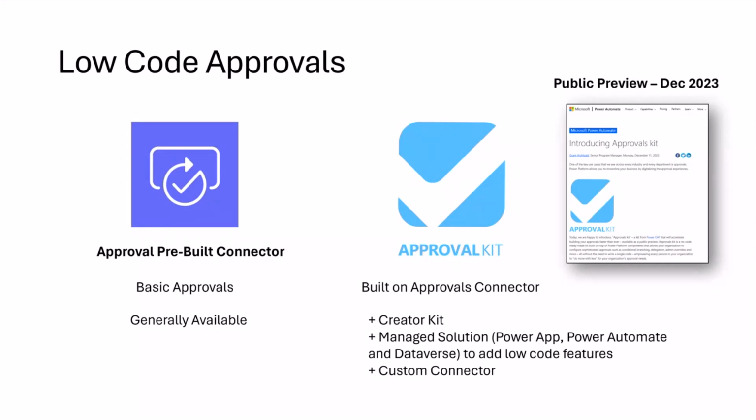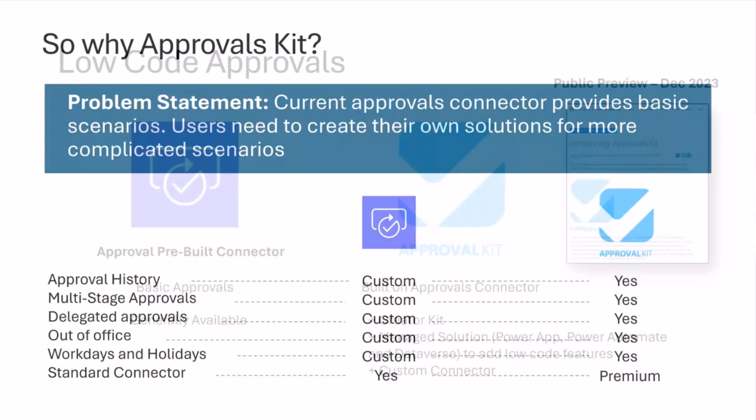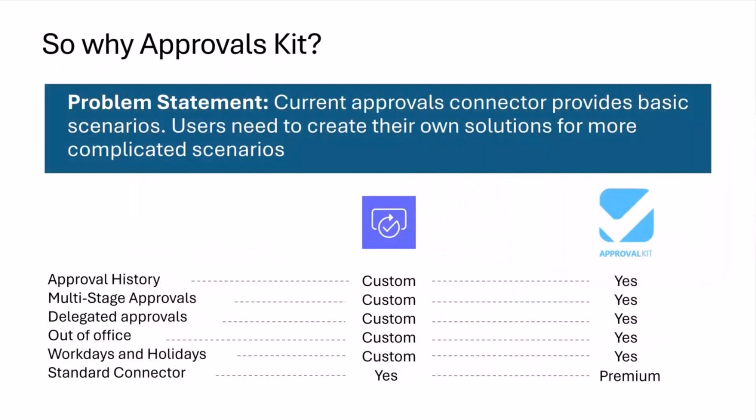So it adds a Power App to enable you to manage and use low-code approval processes. It adds a set of Power Automate flows, and it stores all the approval processes and the different versions inside Dataverse. And it adds a custom connector to make this process easier. So we wrapped all that up on top of the basic connector, and we released this to public preview in December last year. The follow-on question from that is, so why do we need the Approvals Kit compared to the approvals connector?